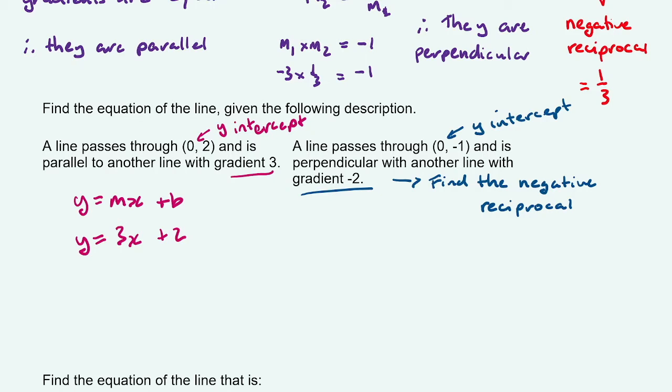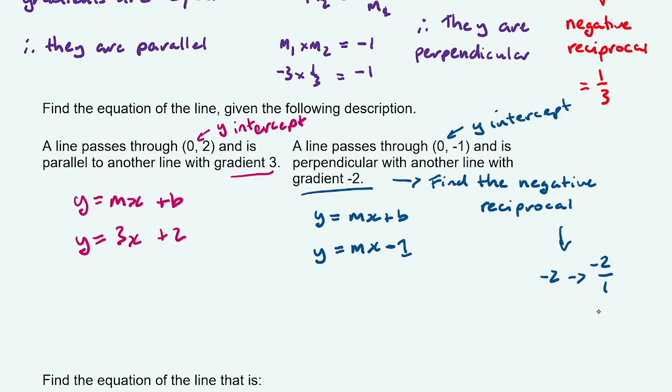So we're going to start with our y equals mx plus b. And we already know, so we've got y equals mx plus, well, it's actually going to be minus 1. So that's the first part. We want to find the negative reciprocal. So we have minus 2, which can be minus 2 over 1.